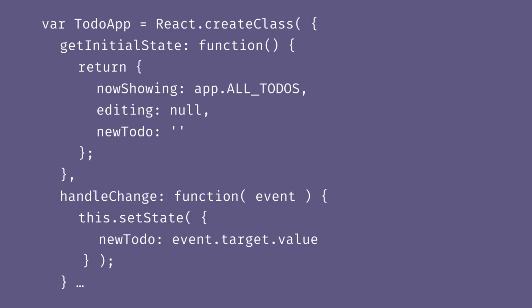So in addition to props, components can also keep track of state. This is what it sounds like. It's the current state of your app. For the to-do app, the state keeps track of which tasks are shown.